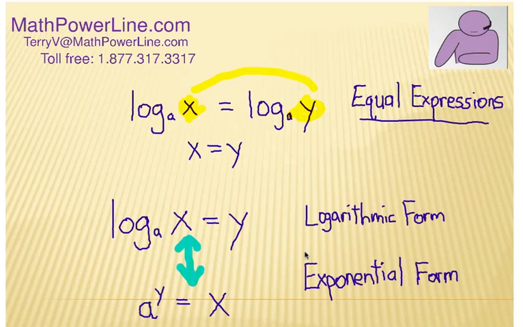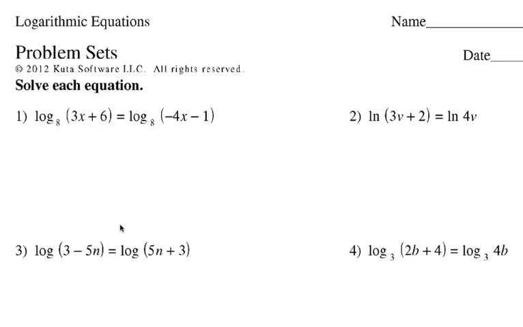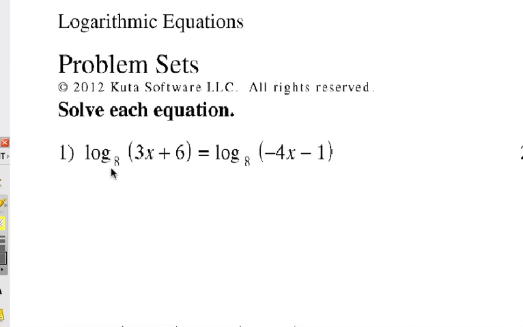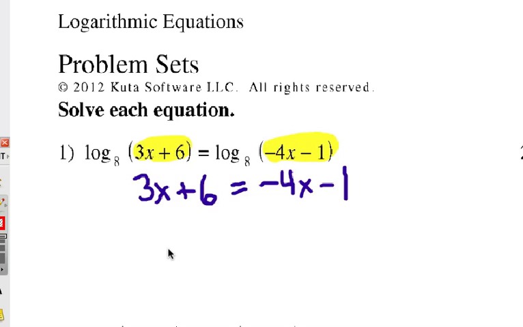All right, we're going to try two problems here to get started. Number one, log base 8 of that expression equals log base 8 of that expression. As I just mentioned, make sure the bases are the same, and now we can make those two expressions equal to each other. So there we have this equation. We're going to make those expressions equal to each other, and now I'm going to kind of compress the steps here, but we want to subtract 6 from each side, and we want to add 4x on each side.